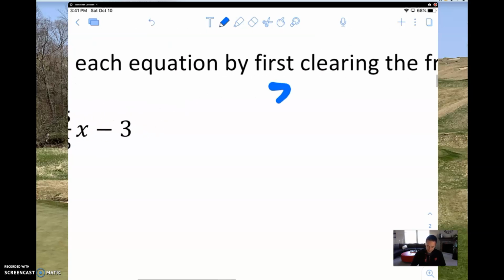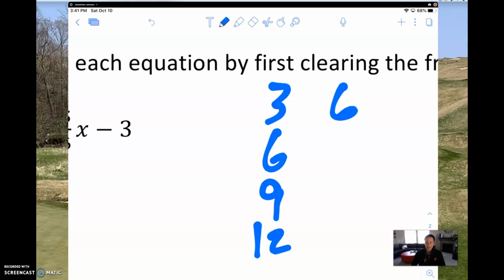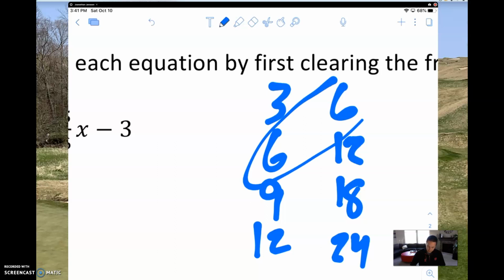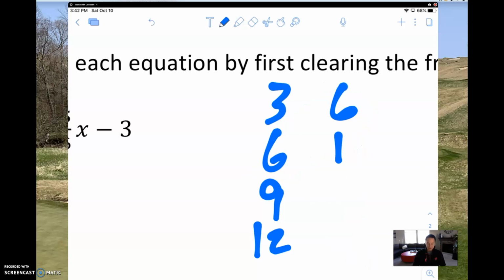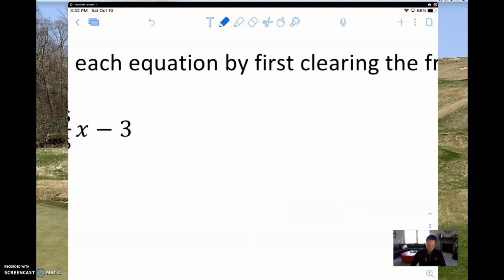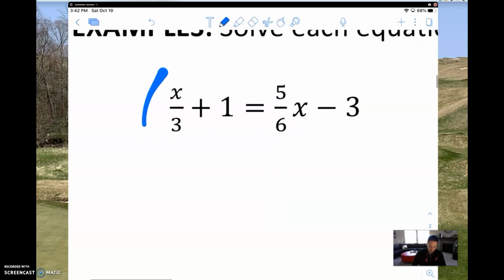If you had a 3 and a 6 and you were trying to find the least common multiple, you could list out the multiples of 3, and that would be 3, 6, 9, 12, and so on. You could list the multiples of 6, that would be 6, 12, 18, 24. And you'll notice that the least common multiple is a 6. And that's what we're going to end up multiplying by on both sides. So let's clear those up. And we'll get back to it. And now we're going to multiply both sides by a 6.